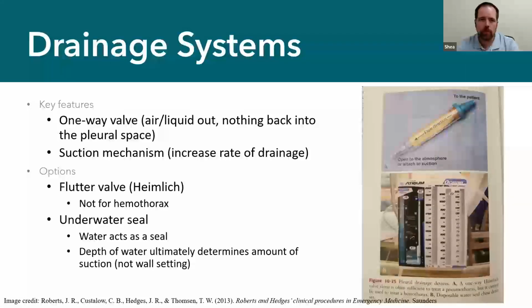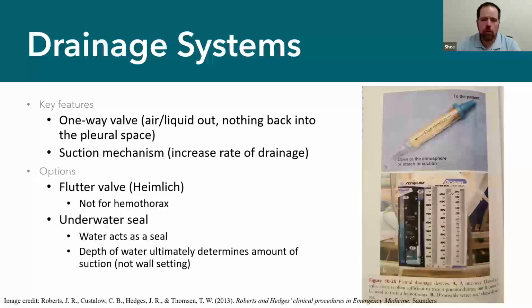There's no blood, there's no liquid, and that flutter valve, they can actually go home with in some cases, depending on your institution's practice. And then an underwater seal is the gold standard now. That's what this one over here is, an example, an Atrium. The depth of the water on that left side, that blue side, really determines the amount of suction that's happening. The wall suction is set, but it's really that volume of water and how tall that water is that's going to affect your suction and how that's draining.